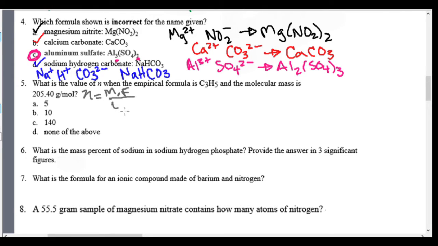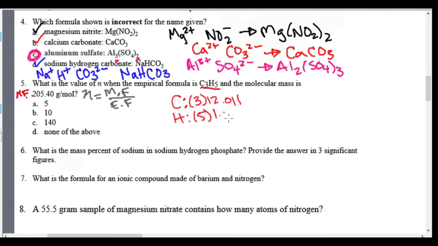So, to find this out, we have carbon, 3 times, and this is in grams per mole, 12.011. And then for hydrogen, that's going to be 5 times 1.00794. When you add those together, you will get a mass of 41.0727 grams per mole.